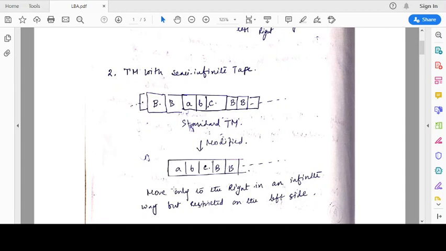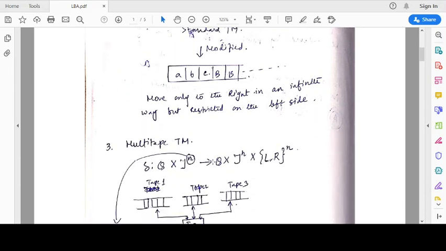It has been restricted. Only the right hand side is infinite, that is, you can go along in an infinite direction along your right hand side, but the left hand side has been constrained. It is not infinite anymore. So this is a semi-infinite tape. A Turing machine with a semi-infinite tape. Okay, fine. So next, moving on with the multi-tape Turing machine.